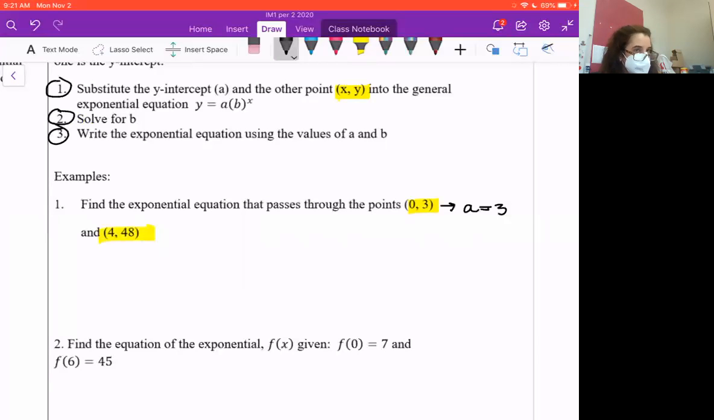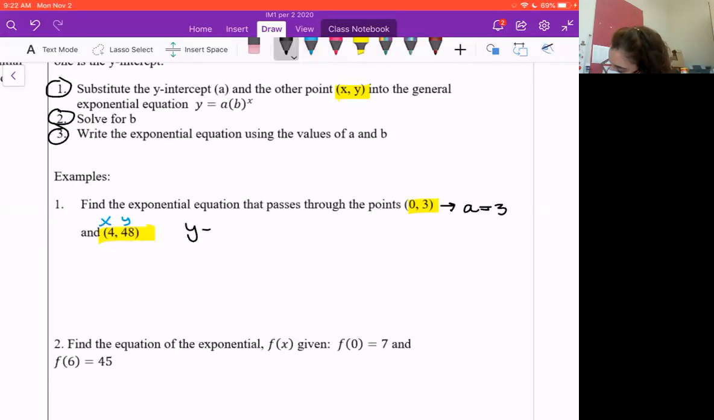So first thing, make sure you know what a is. a is the y-coordinate of the y-intercept. So for this problem, a is 3. The other point, (4, 48), is going to be a value of x and a value of y. So we're going to take 4 for x and 48 for y. a is 3. Plug it all into our equation, and we're going to be able to figure out the equation of the exponential function that goes through both of these points. Okay, so let's do that.